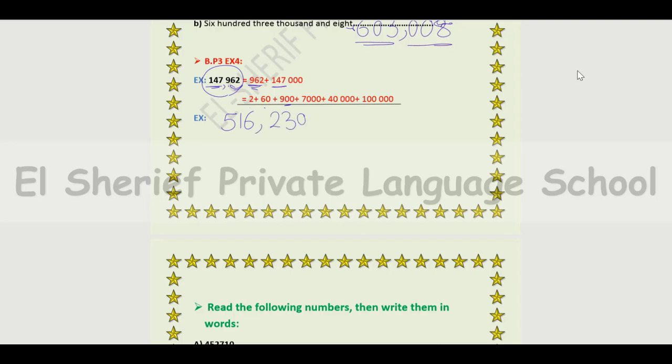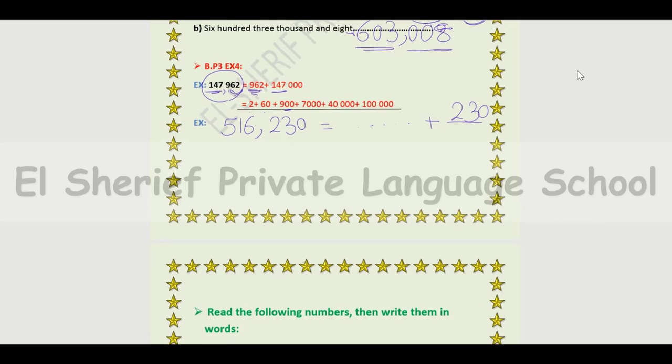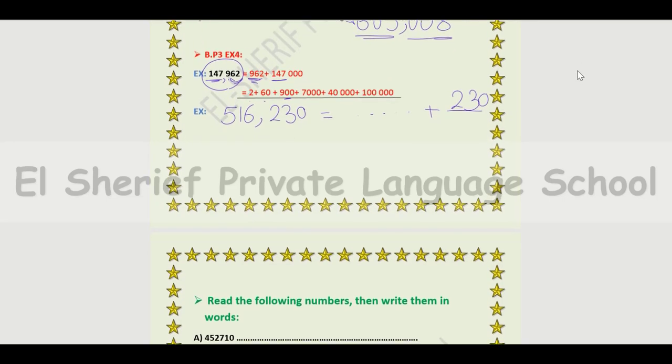So we can write another example like 516,230 equals what plus what? 2 spaces, it means expand the whole number into 2 families, family of units and family of 1,000. So I have 230 in family of units. Put 230 as it. And I have in family of 1,000 516. Remember, you must put the zeros of 1,000.